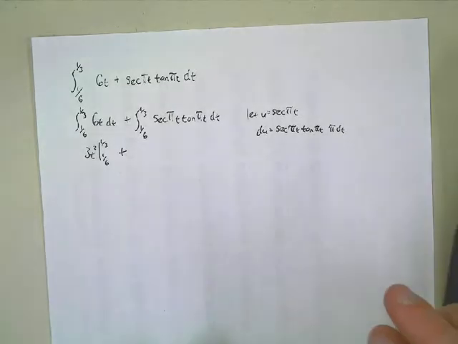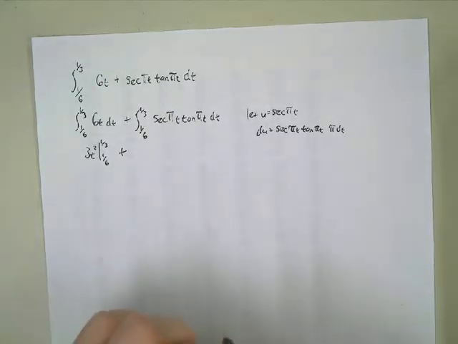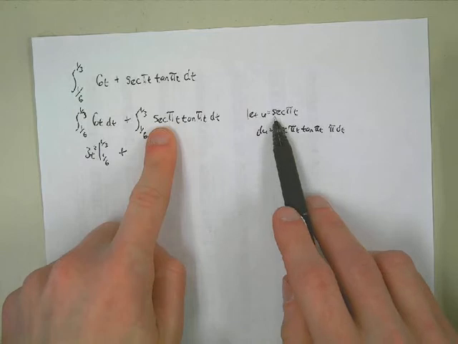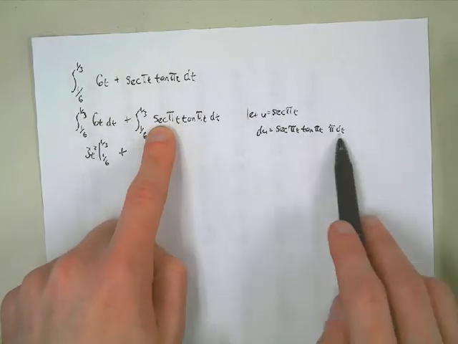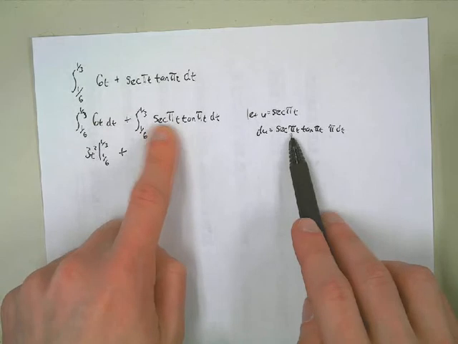Okay. Do you see the issue here? The secant pi t will be substituted with u, but then we're left with tangent pi t dt, which is right here, but we still have another secant pi t, which we don't have over here.